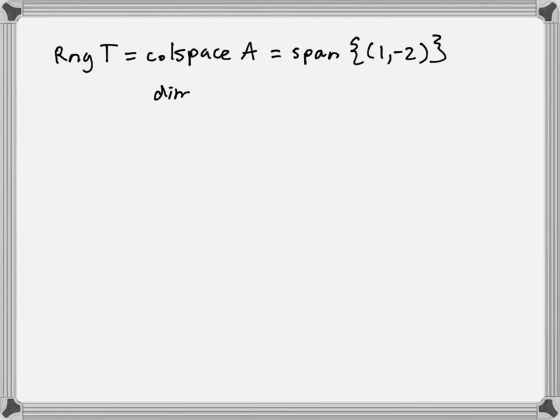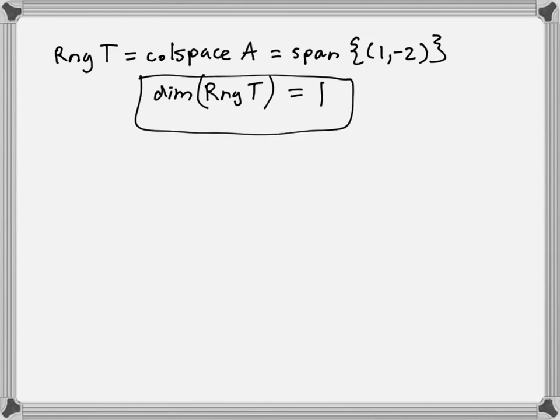So the dimension of the range of T is 1, right? There's only 1 vector inside of there. Okay, so this was our first example using kernel and range. Let's look at a second example.